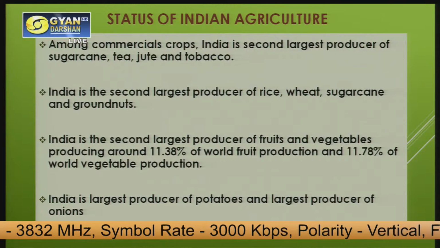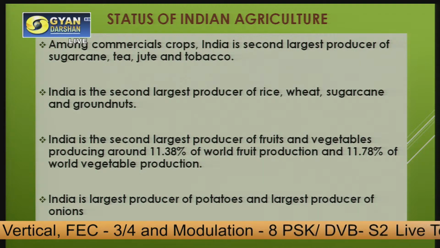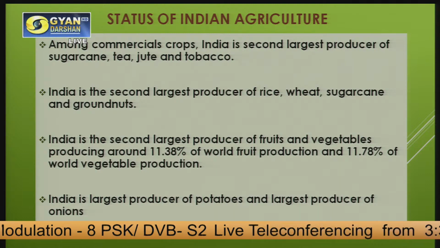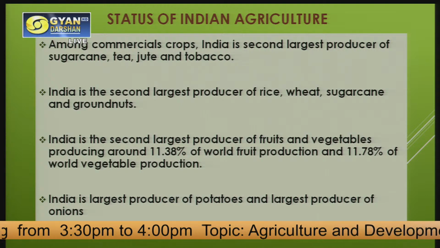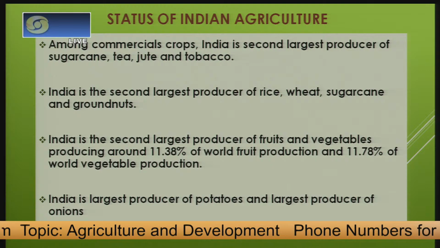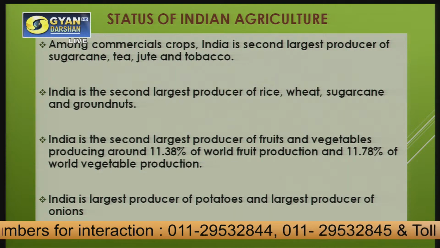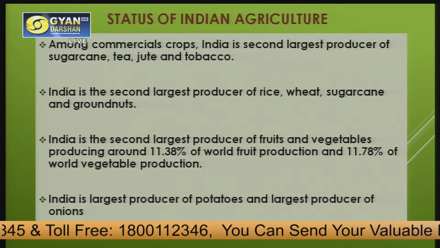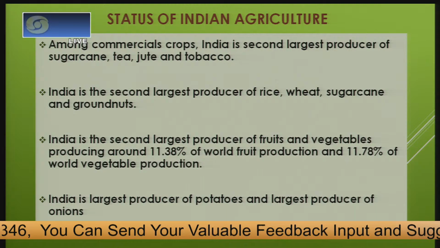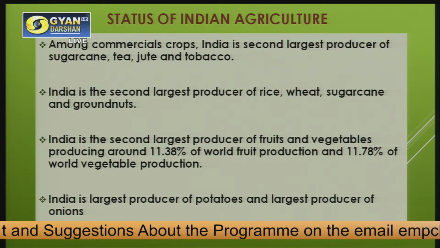Now, among the commercial crops, India is the second largest producer of sugarcane, tea, jute and tobacco. It is also the second largest producer of crops like rice, wheat, sugarcane and groundnut. India is also the second largest producer of fruits and vegetables in the world, producing around 11% of world fruit production and close to 12% of the world's vegetable production. Again, India is the largest producer of ginger and okra, which is lady's finger, and it is the second largest producer of commodities like potato, onion, cauliflower, cabbage and brinjal. Among fruits, India is the largest producer of bananas, mango and papaya.